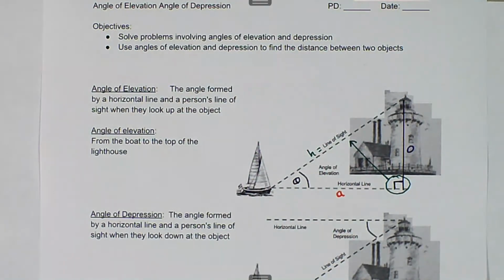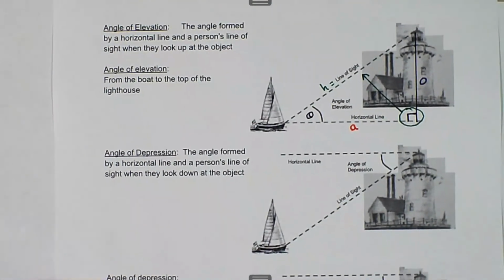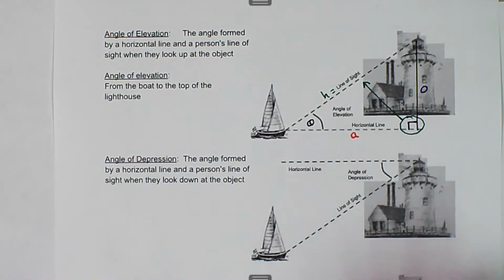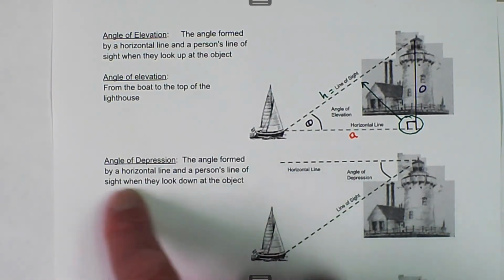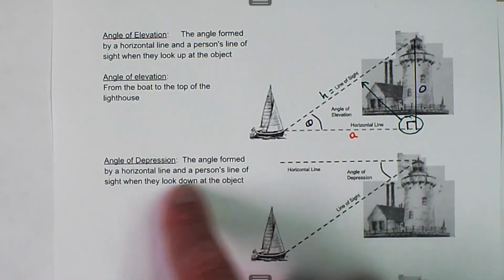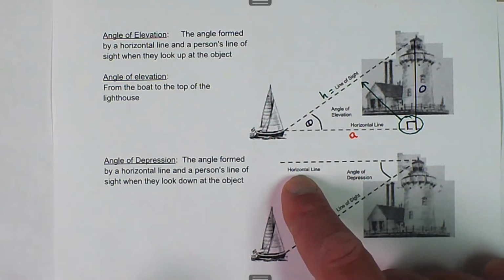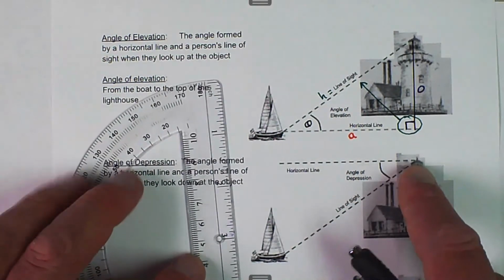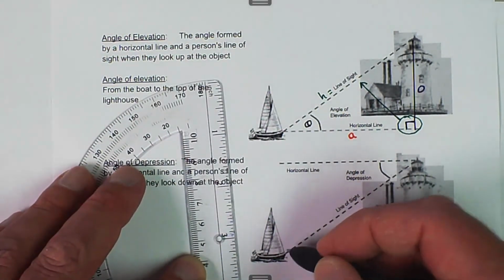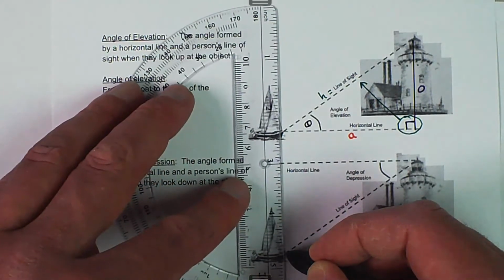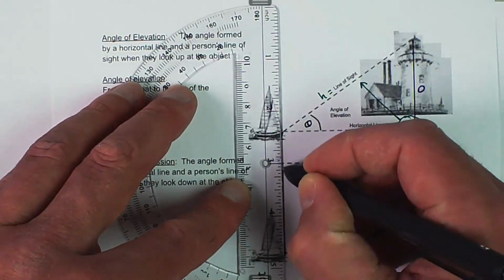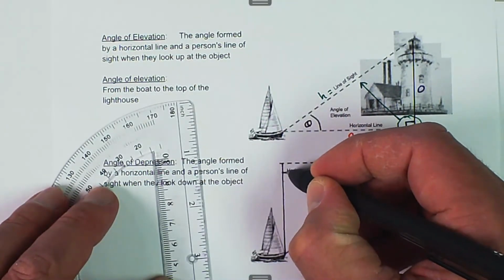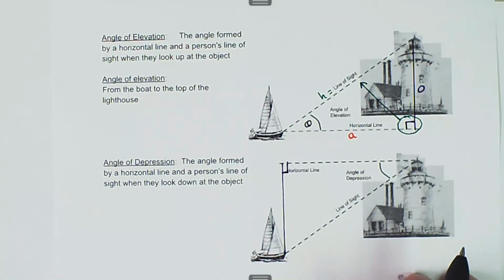Then we have the angle of depression, which is kind of the other way. So the angle of depression is formed by a horizontal line and a person's line of sight when they look down at an object. So here's the horizontal line, here's the person's line of sight, and we want to turn this into a right triangle. And the way that we turn this into a right triangle is if we're up at the lighthouse looking down at the ship, whatever point on the ship we're looking at, we want to draw a straight line directly up, and that will tell us that that is a 90 degree angle.